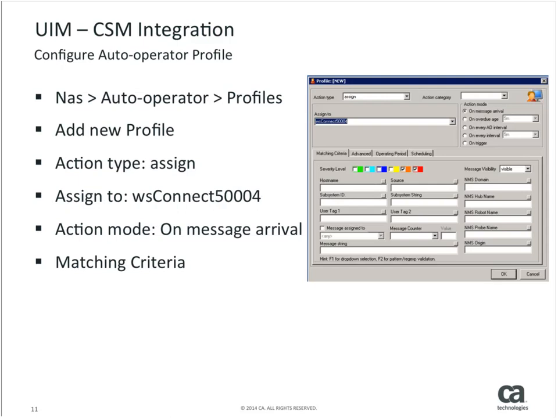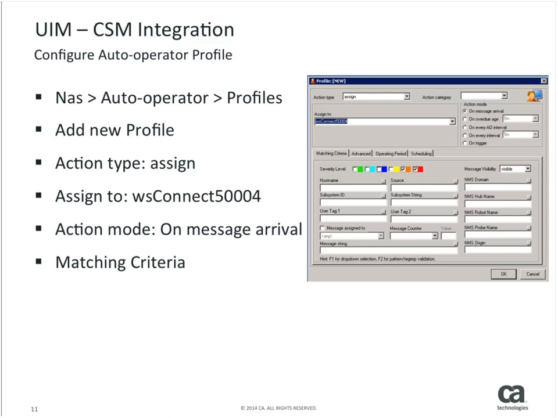an auto operator created. So basically, it is an action type of assign. We assign it to the VS Connect user or whatever user we have created in UAM, and the action mode, the moment the message arrives, we want to send it over to CSM for processing. And as you can see in the matching criteria, I have a whole selection of setting what alarms should be sent over or should be assigned to that user, and thus create a ticket in CSM.